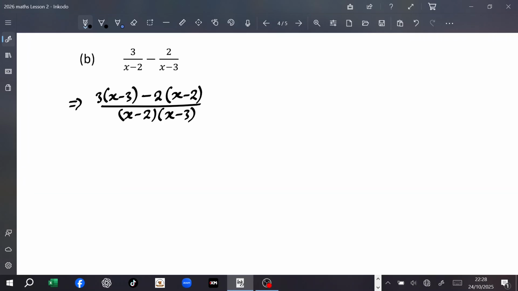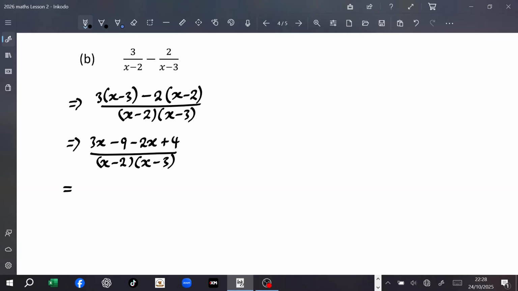So once you do that, you say equals, you clear out the brackets. You say 3 times x, 3x, minus 3 times 3, 9. Then here you say negative 2 times x, negative 2x. Then negative 2 times negative 2, positive 4. Then over x minus 2 in brackets, then x minus 3.